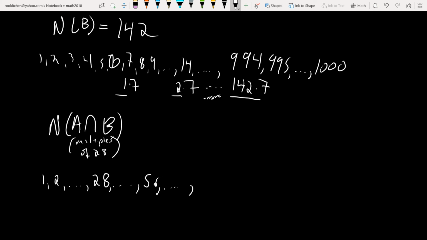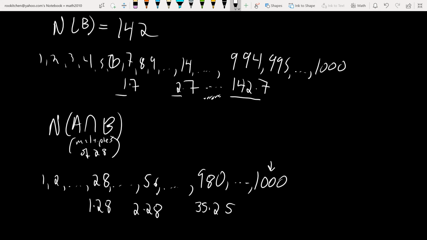But the last one will be 980, which you can find just by dividing 1,000 by 28, taking the floor of that number, and then multiplying that result by 28. You should get 980. Anyways, this is 1 times 28. This is 2 times 28, all the way up to 35 times 28. So there's 1, 2, 3, all the way up to 35 of them.